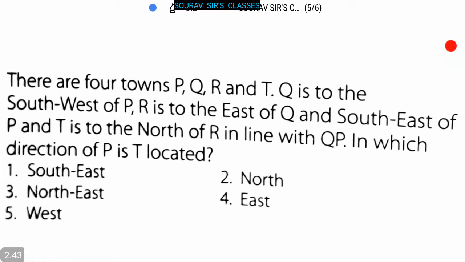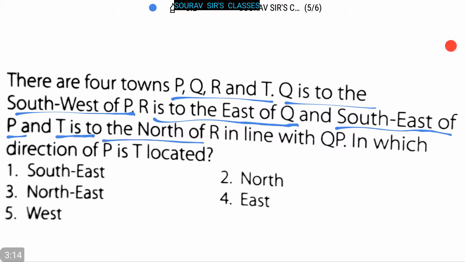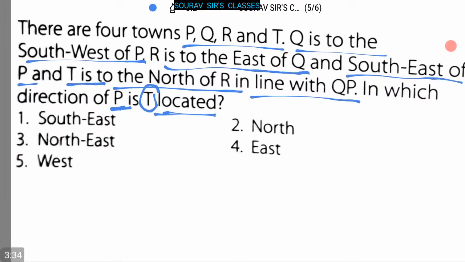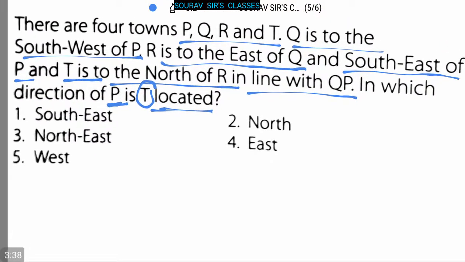Okay, this question is very important and it's very easy. Now let's read the question very carefully. There are 4 towns P, Q, R and T. So these are the 4 towns. Now Q is to the southwest of P, R is to the east of Q, southeast of P and T is to the north of R in the line with QP. Now we have to find in which direction of P is T located. So we have to find the direction of T on the basis of P. Here 5 options are given. So now let's make the diagram.